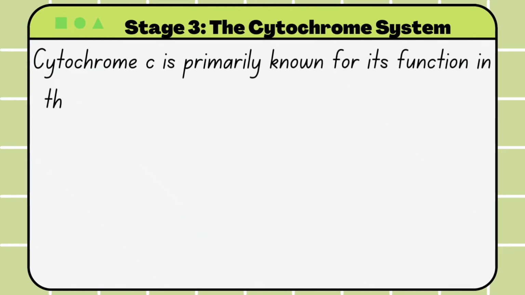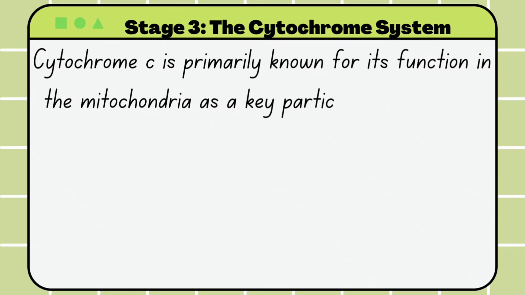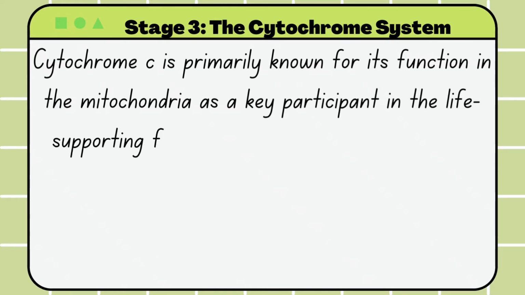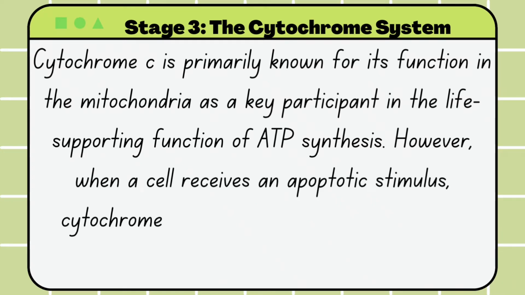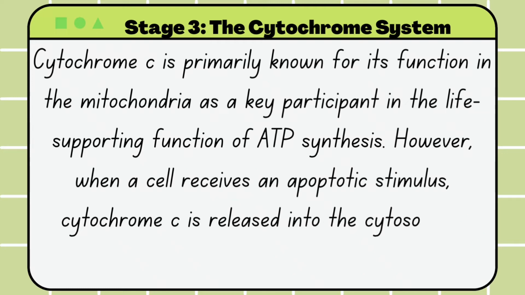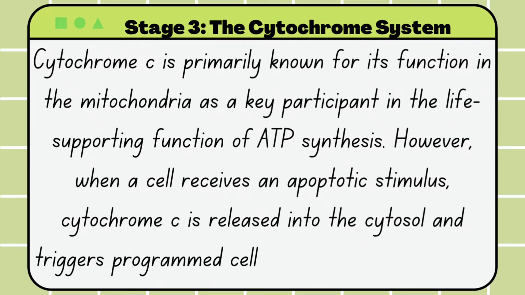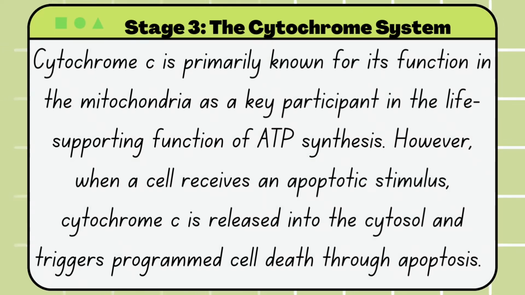Cytochrome C is primarily known for its function in the mitochondria as a key participant in the life-supporting function of ATP synthesis. However, when a cell receives an apoptotic stimulus, cytochrome C is released into the cytosol and triggers programmed cell death through apoptosis. It helps in declaring which cells may be lost or die due to its excessive presence in our body.